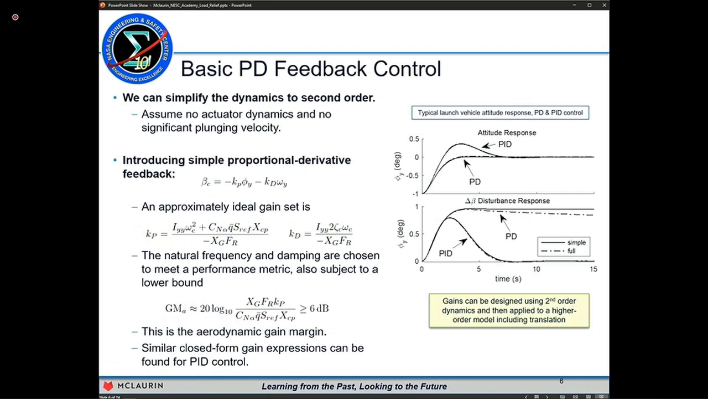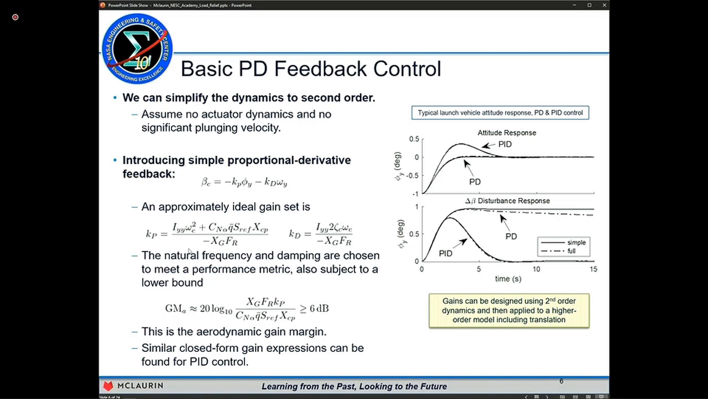All right, so how do we usually formulate a basic control law for a launch vehicle? Well, it's usually just PD feedback control. It's neat when you go through the simplified dynamics. You can come up with a closed form set of gain expressions. If we just use simple proportional derivative feedback, where the commanded gimbal angle is equal to some error term, this is the perturbation from the attitude command, a proportional gain, and a derivative term times the angular rate.